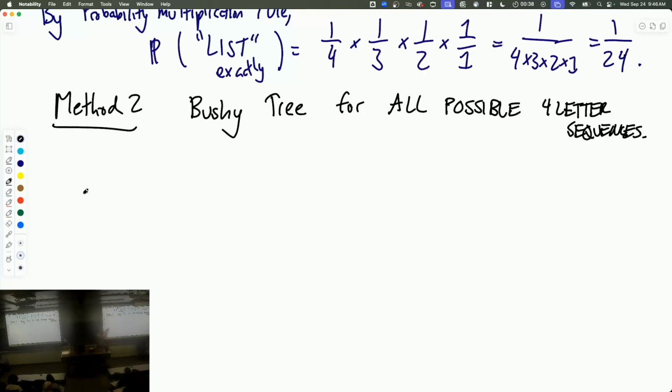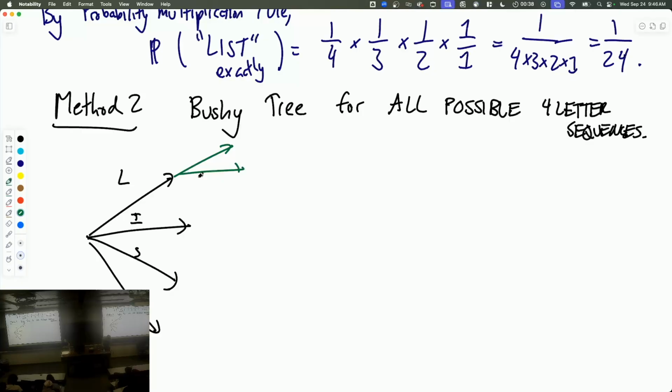Instead of saying right or wrong, I'm just going to say, what letter did you get? And there's 4 possible letters. At first, it could be L, I, S, or T. So instead of saying you got it right or you got it wrong, I'm just saying what was the actual first letter you got? It was either L, I, S, or T. And based on what happened, there's 3 possibilities for each one.